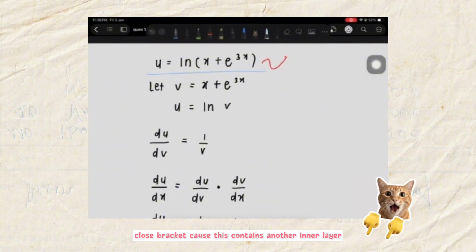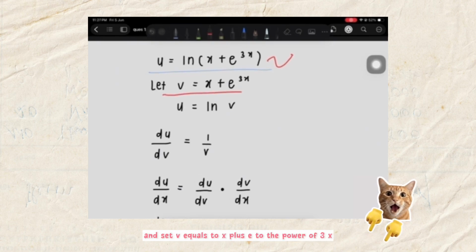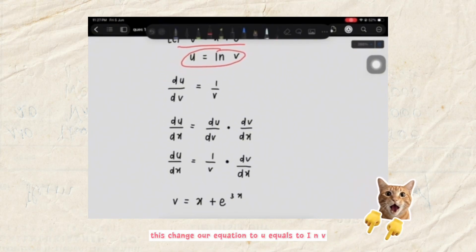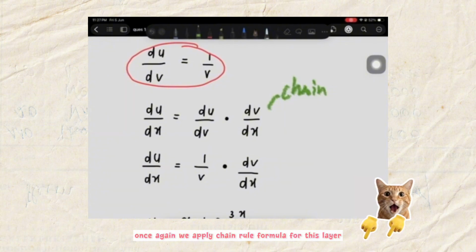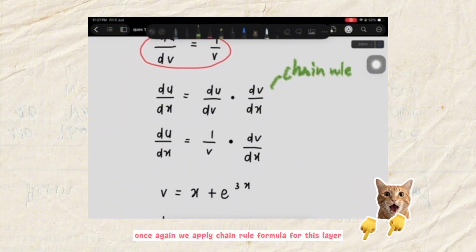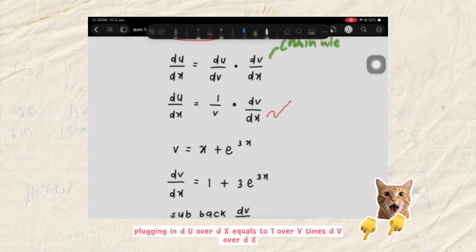Because this contains another inner layer, we need to use substitution a second time. Let's choose a new variable v and set v equals x plus e to the power of 3x. This changes our equation to u equals ln v. Differentiating u with respect to v gives us du over dv equals 1 over v. Once again, we apply the chain rule formula for this layer, plugging in du over dx equals 1 over v times dv over dx.